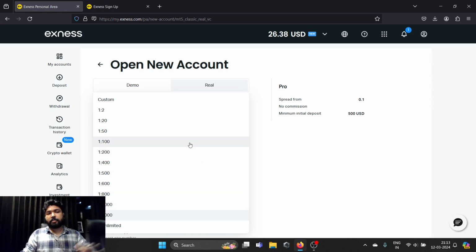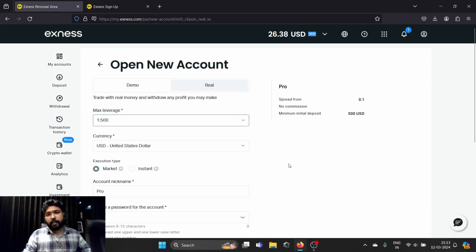I would suggest you keep it in a range of 1 is to 100 or 200. Whichever is smaller is better. Whichever is higher, you will be getting a leverage for big account sizes. But I would suggest go with 1 is to 500, which is more average and more decent.